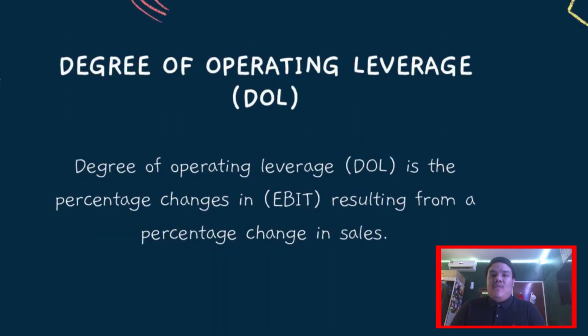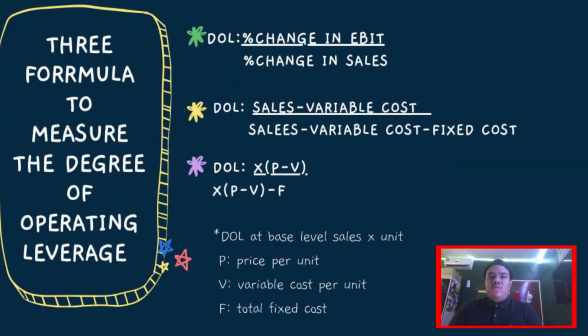Move on to degree of operating leverage. Degree of operating leverage is the percentage change in EBIT resulting from a percentage change in sales. There are 3 formulas to measure the degree of operating leverage. First, DOL equals percent change in EBIT divided by percent change in sales. Second, DOL equals sales minus variable cost divided by sales minus variable cost minus fixed cost. Lastly, DOL equals X times P minus V divided by X times P minus V and then minus F.